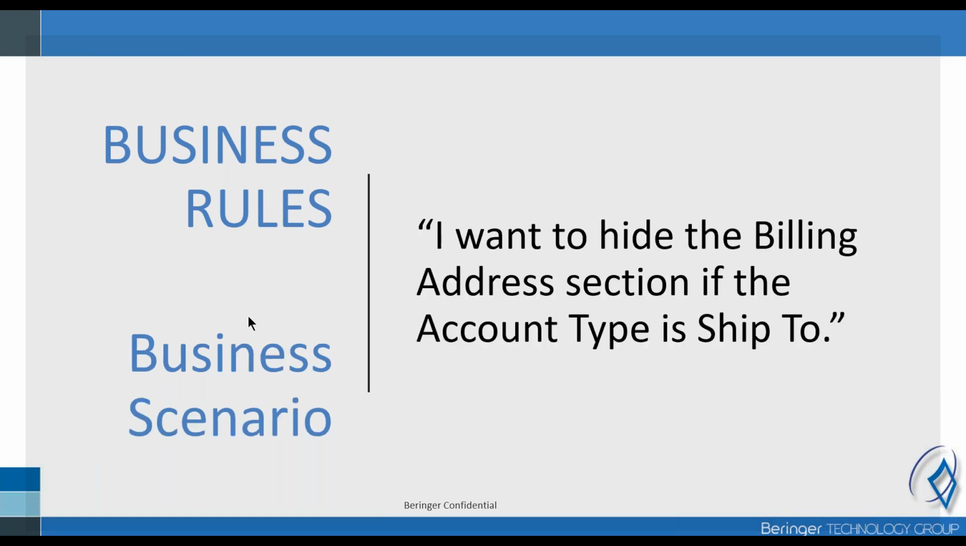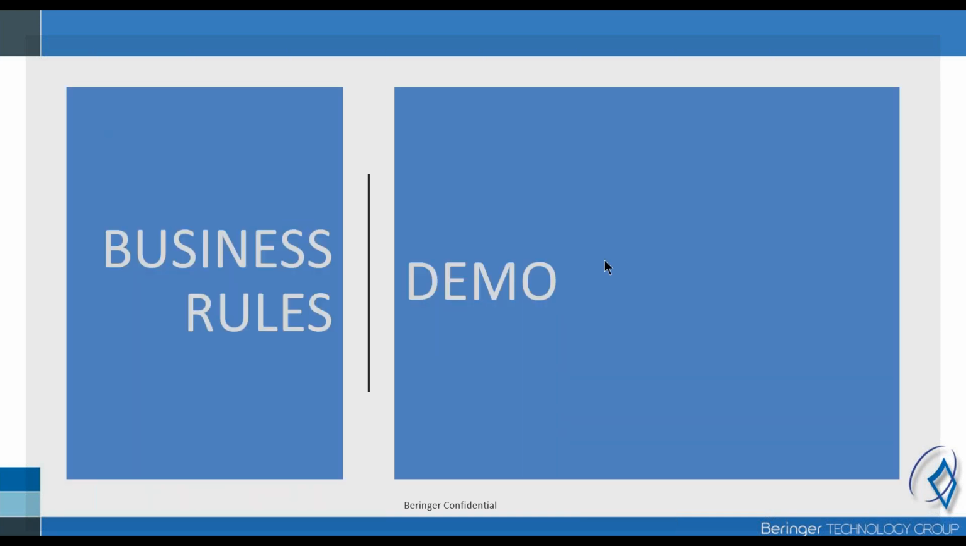Okay, so our scenario for business rule is I want to hide the billing address section if the account type is shipped to. So let's go ahead and do this.